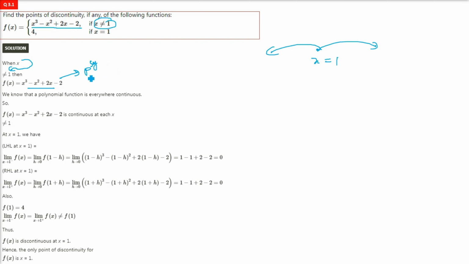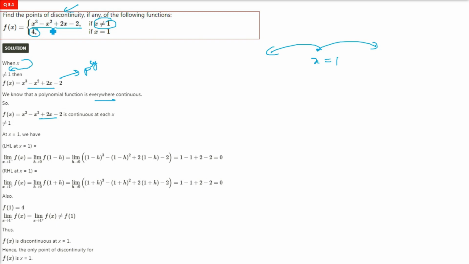Then first you have to write that. So it is continuous at every point. It is everywhere continuous. Since the question has two things being given, x not equal to 1 is given, but when x is equal to 1, it is already given that it is 4. So we have to check whether it is also saying the same thing.